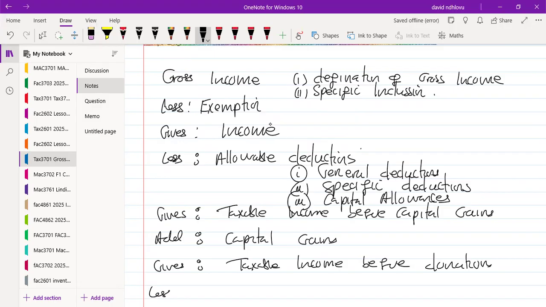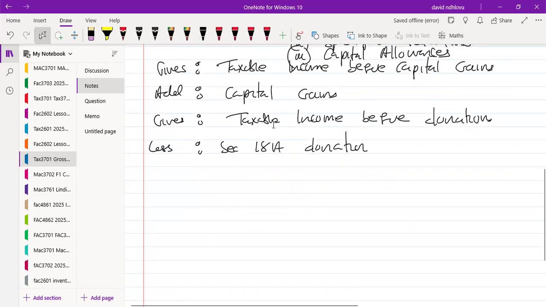And then you say less section 18A donations. Certain donations that a corporate company makes allow that company to reduce the amount of tax that they pay, but they must be what is termed Section 18A. We'll learn about that as we go along. Then we are able to get the taxable income.